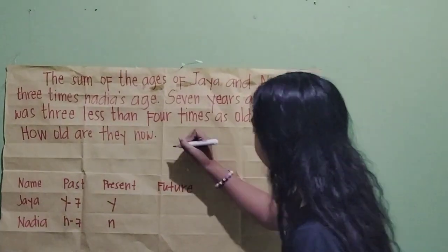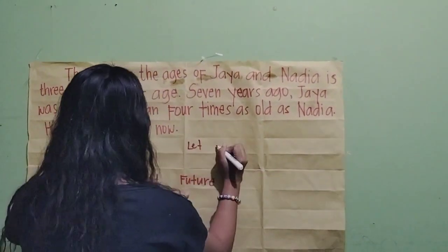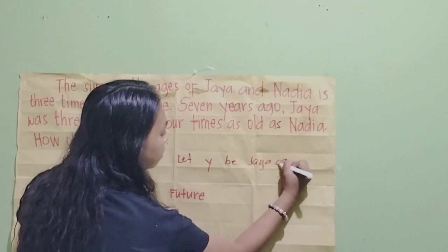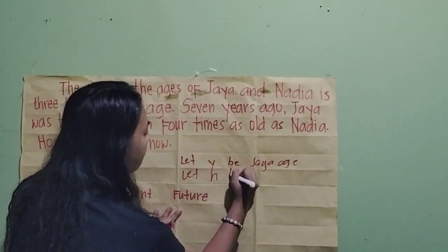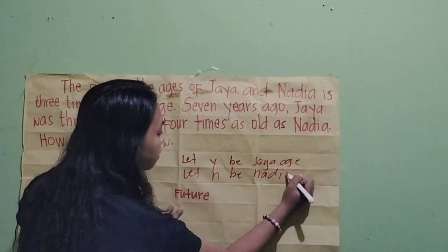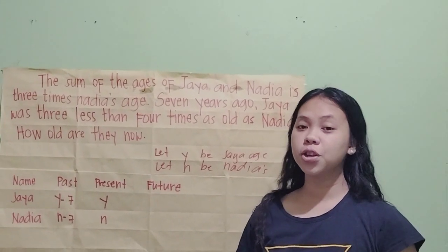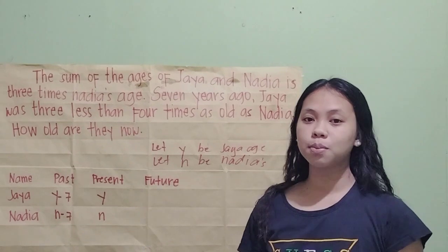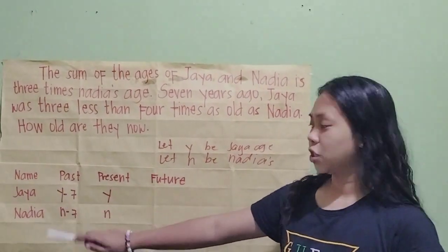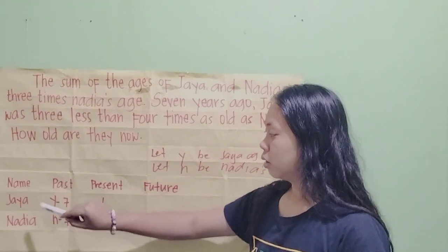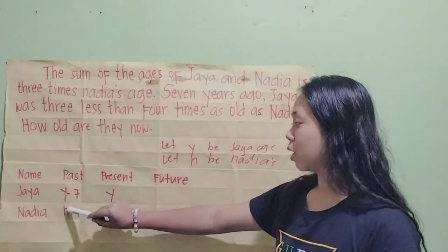So let y be Jaya's age and let n be Nadia's age. In order to represent how old they were 7 years ago, we need to subtract 7 from their current ages. So as you can see in the table, I already put in the past Jaya and Nadia, wherein I subtracted 7.